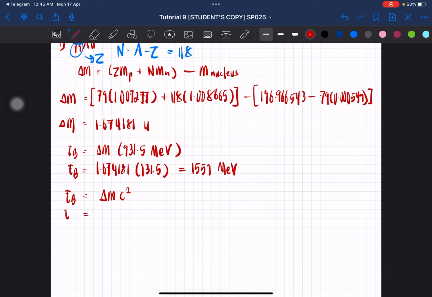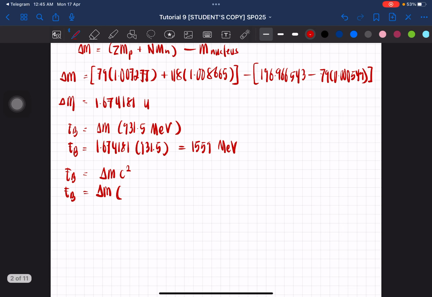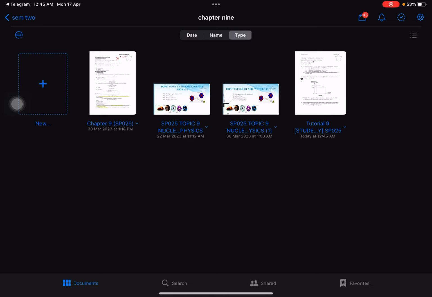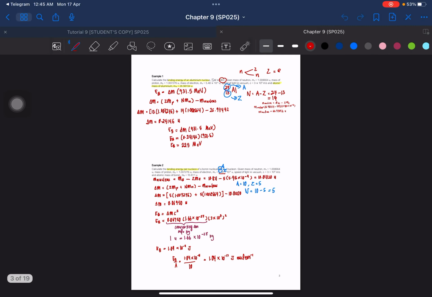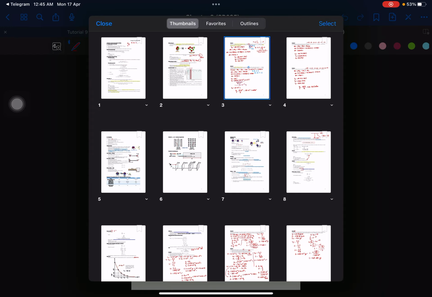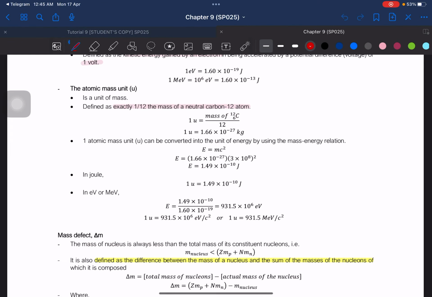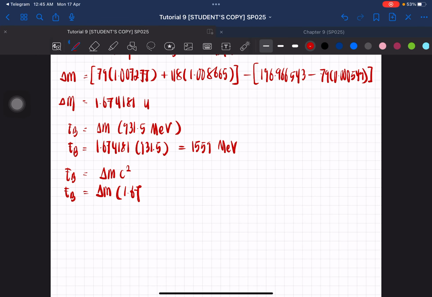But first, our delta M we need to convert to kilogram. So how do we do that? We are gonna times it with 1.77. Oh, sorry, 1.67. Gosh, I don't remember. Let me just check. Okay, here. So 1.66 times 10 to the power of negative 27 kilogram. Only then do we multiply with the speed of light, which is 3 times 10 to the power of 8.